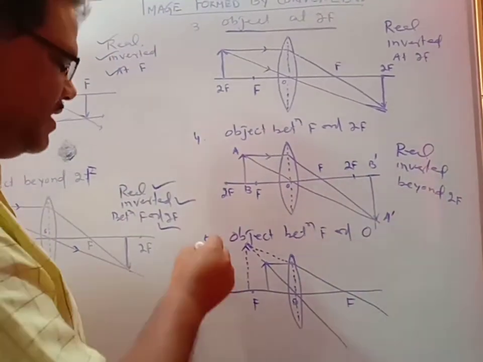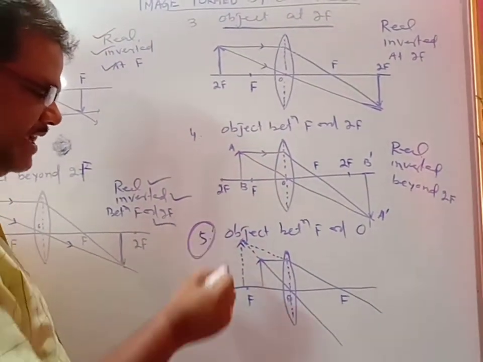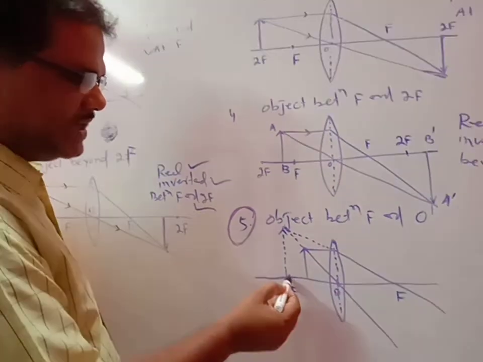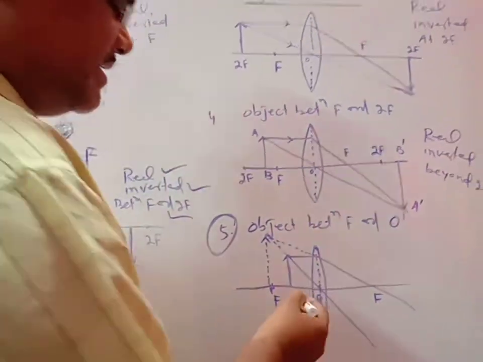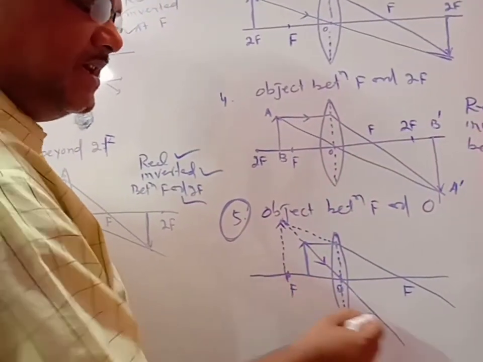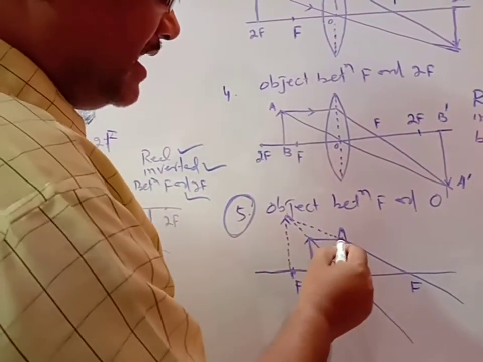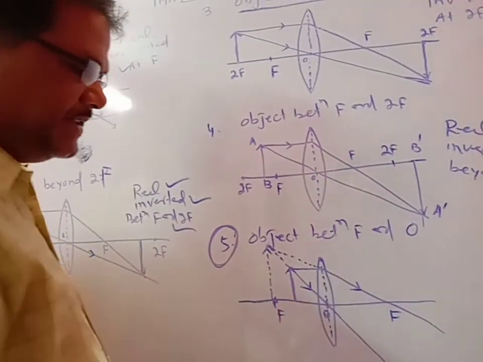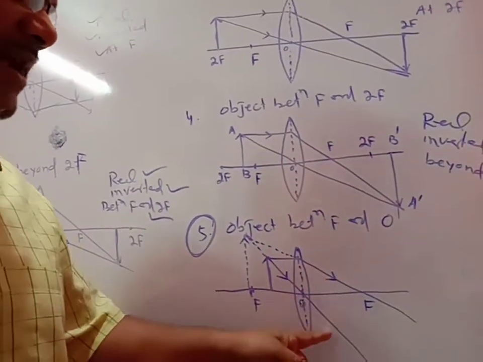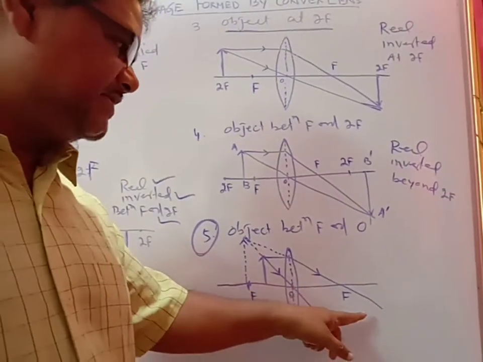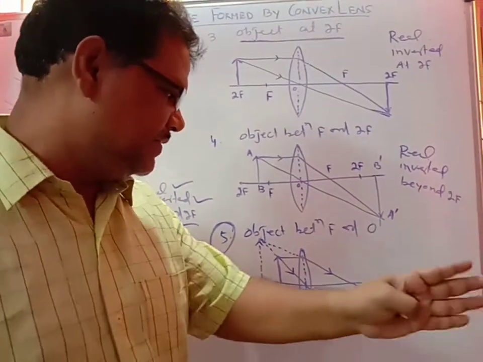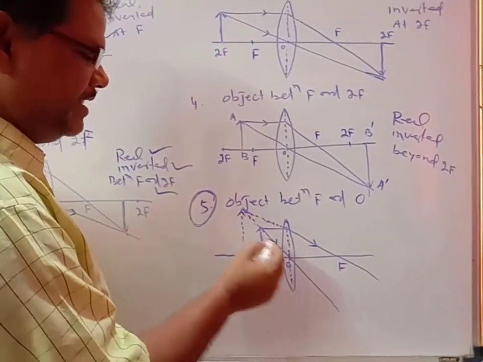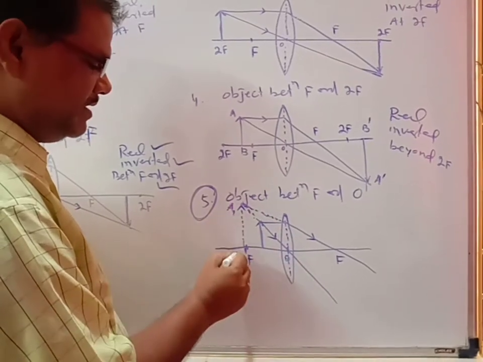Case number 5 is a very important case, when the object is placed in between the principal focus and the optical center. Same condition: one ray is passing through the optical center and remains undeviated, another is parallel and passes through the principal focus. You listen here, both the refracted rays are not meeting after refraction. After refraction they are diverging. So if they are produced backward, they meet at a point here. This is AB and this is A1B1, the image.